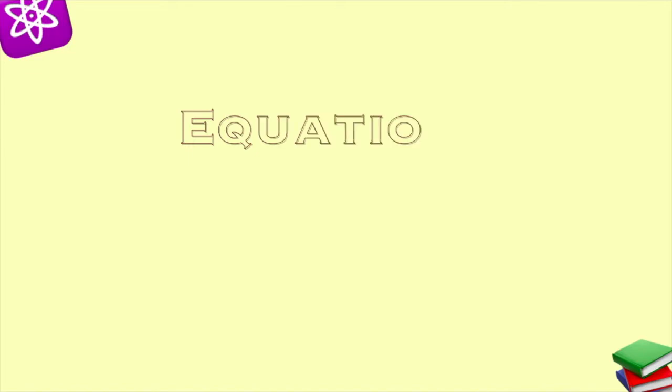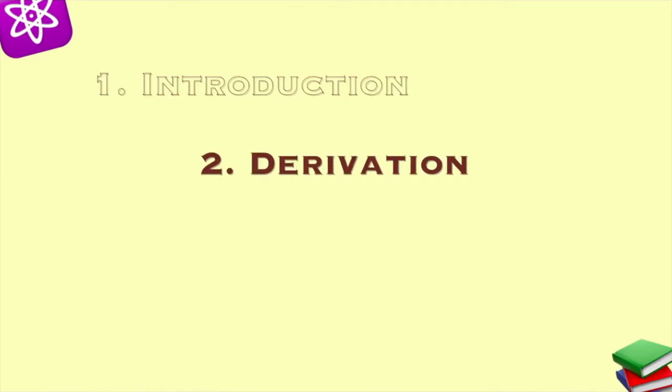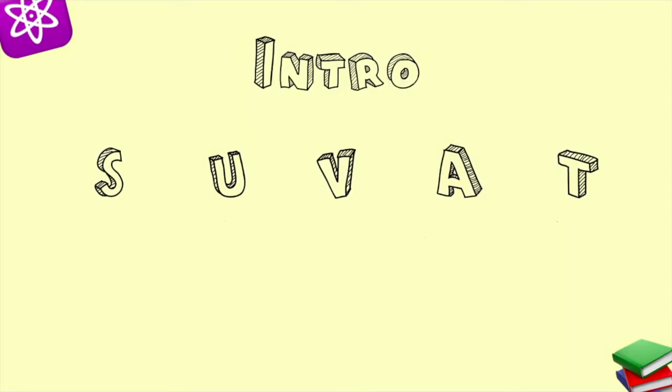In this video, I will be talking about a concept in topic 2.1, which is the equations of motion. This video will be separated into four main parts, starting with an introduction, moving on to the process of deriving the SUVAT equations, along with an example, and last but not least is a conclusion. So I will start with the introduction part.